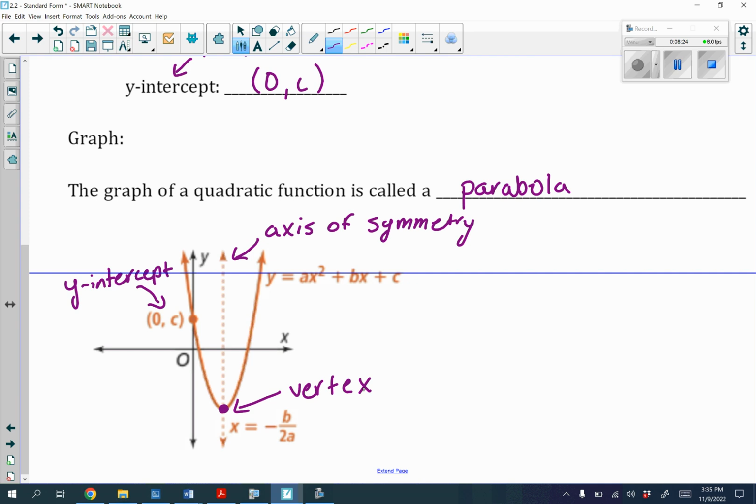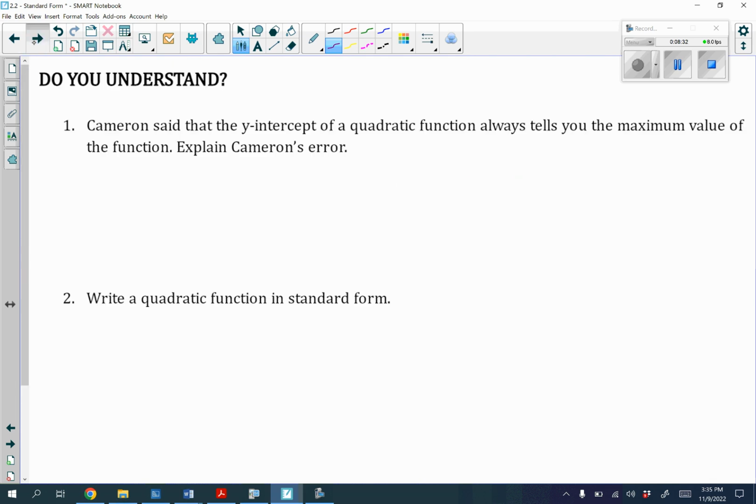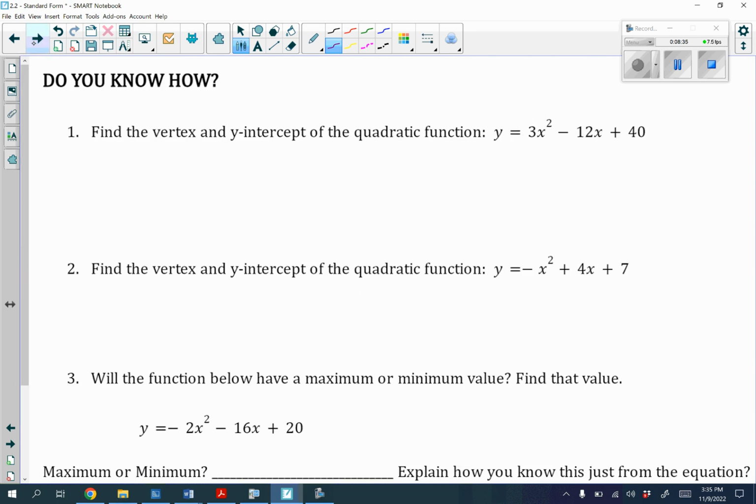Okay, so now what I would like you to do so we can just practice more of the information we have done, please go ahead. We're going to skip the do you understand. We're going to skip those and go to do you know how. So what I would like you guys to go ahead is pause the video and go ahead and try number 1, number 2, and number 3 in the do you know how in your notes. So go ahead and do that for me, please.